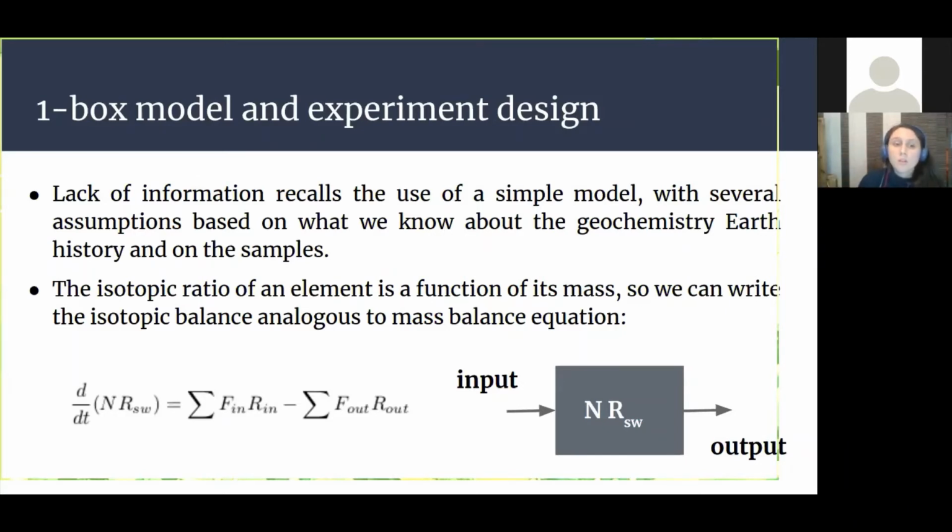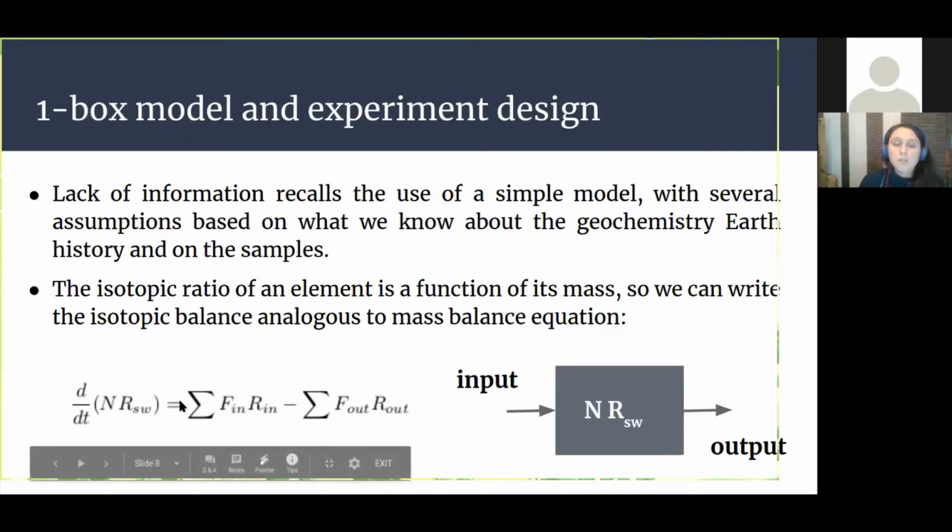And when you're talking about isotopes, you can just use an analogous isotope balance equation, because you just use a fraction term in each mass balance equation term. So here we have the evolution of the seawater reservoir, weighted by the seawater ratio, the evolution of this in time, and this is equal to what comes in and what goes out. So it's a very simple scheme.